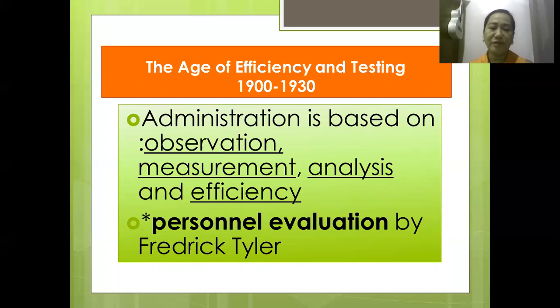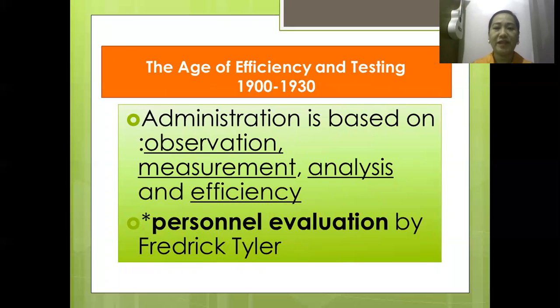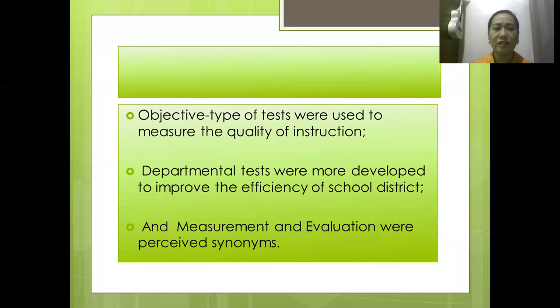There emerged the personnel evaluation by Frederick Taylor. So we call it the Tylerian approach. The tests were objective type, and the tests were improved and developed. Departmental tests were developed to improve the efficiency of school districts, schools, and other institutions. Measurement and evaluation were perceived as synonyms, seen as having similar meaning at that point in time.